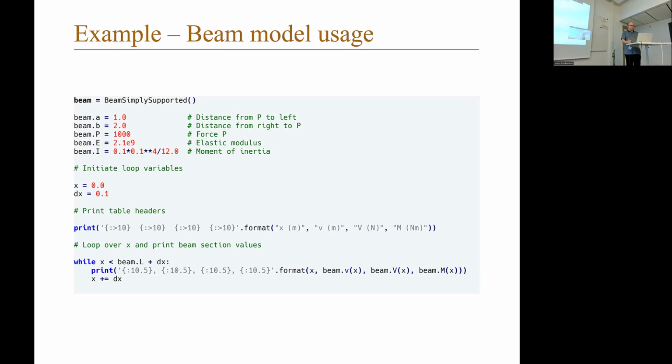And the way I want to use it is I want to create a model here, beam simply supported. This is my beam model. I want to be able to set the parameters like this. I want to be able to loop over these here and just retrieve the values here using beam vx. And then have functions here that return these values automatically.